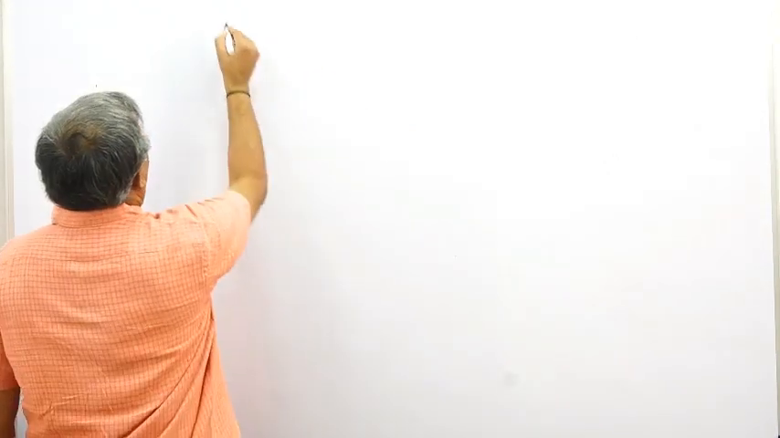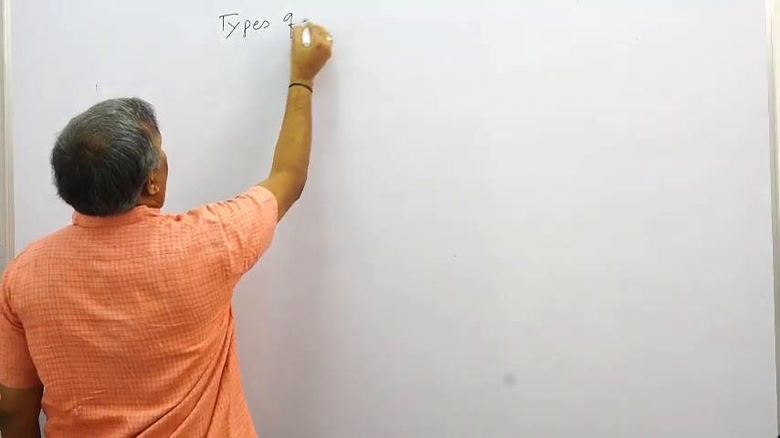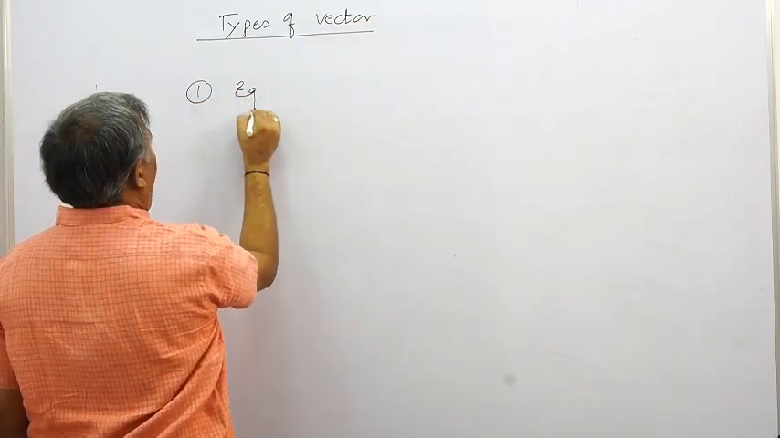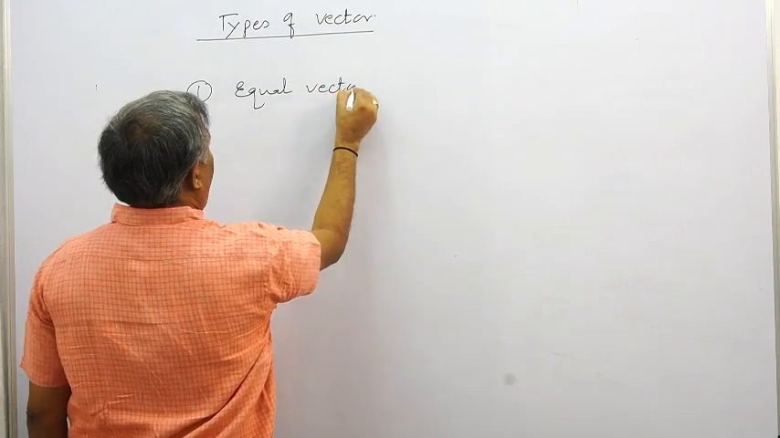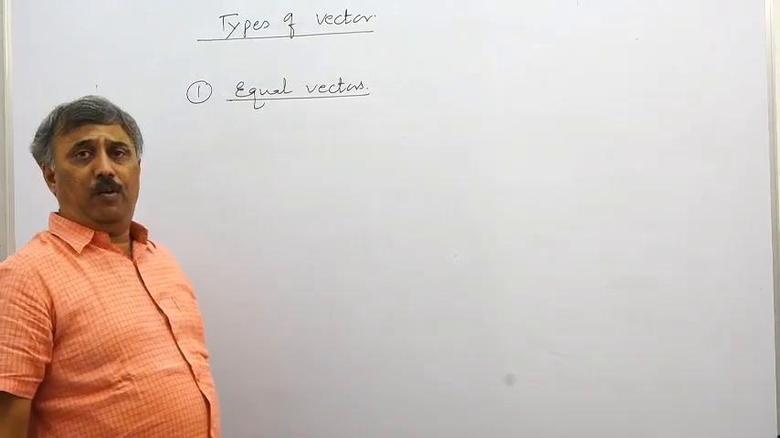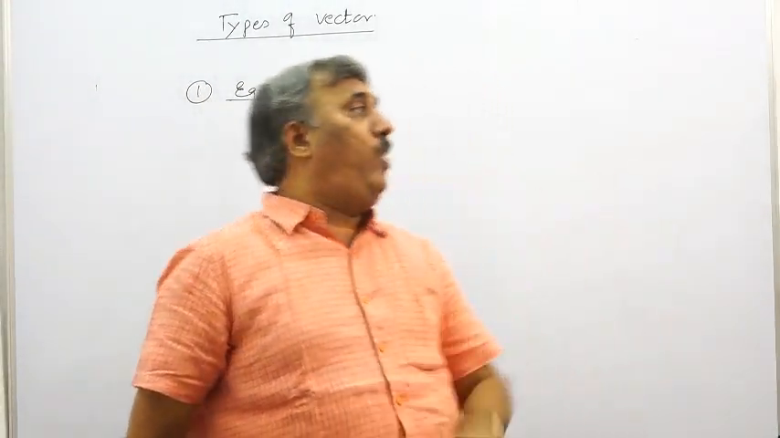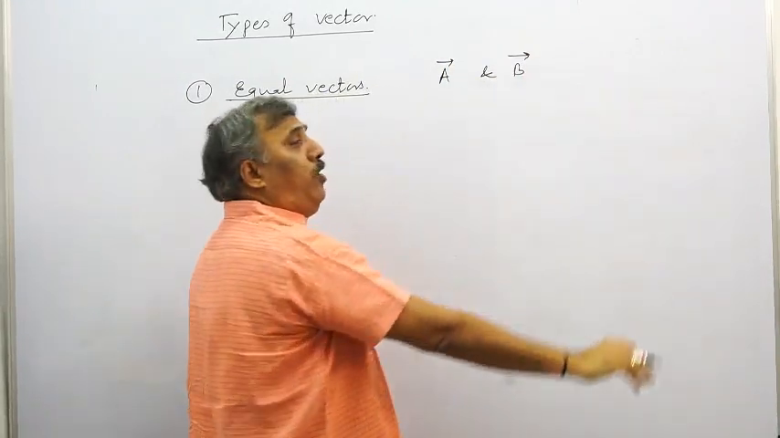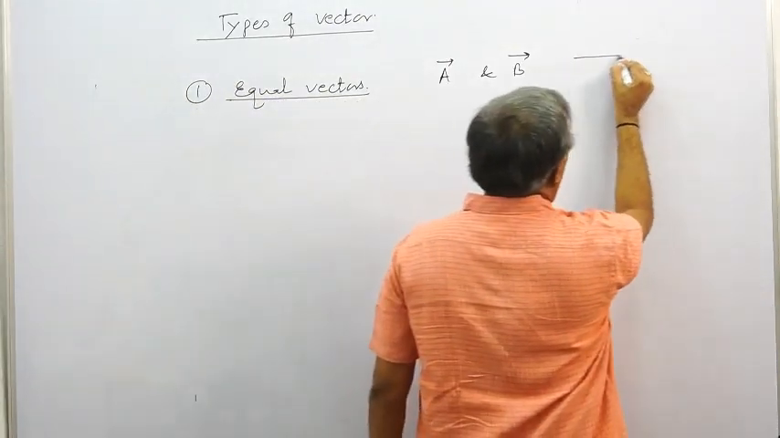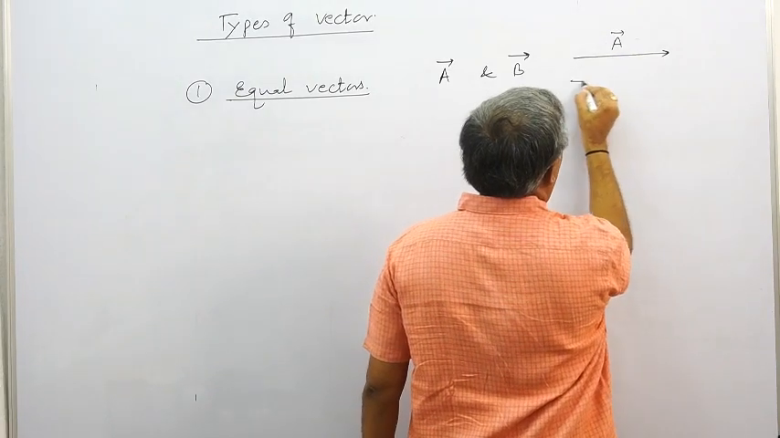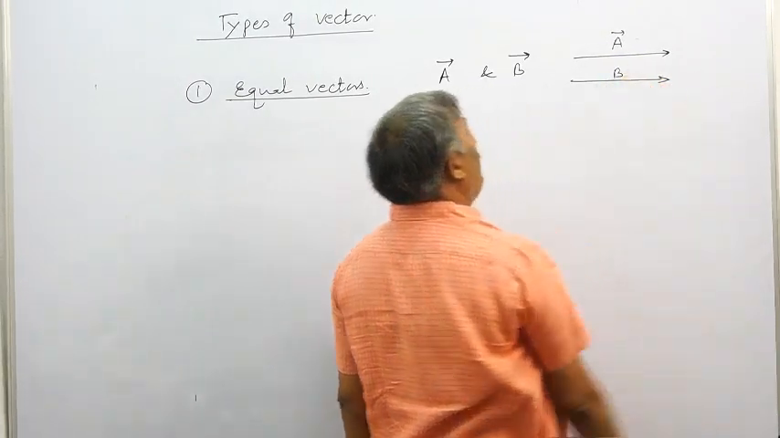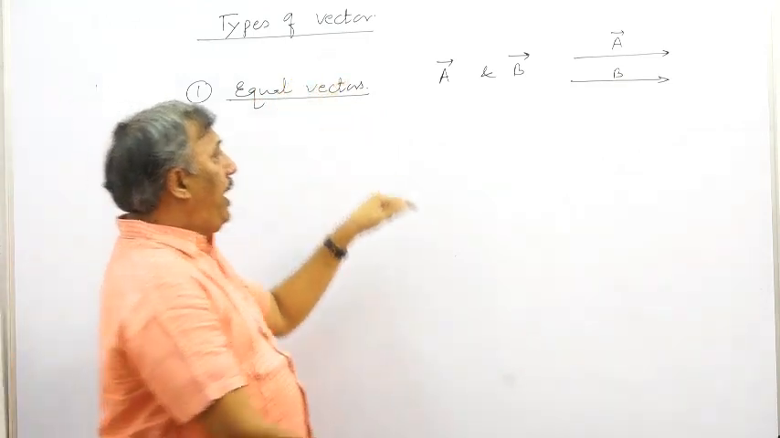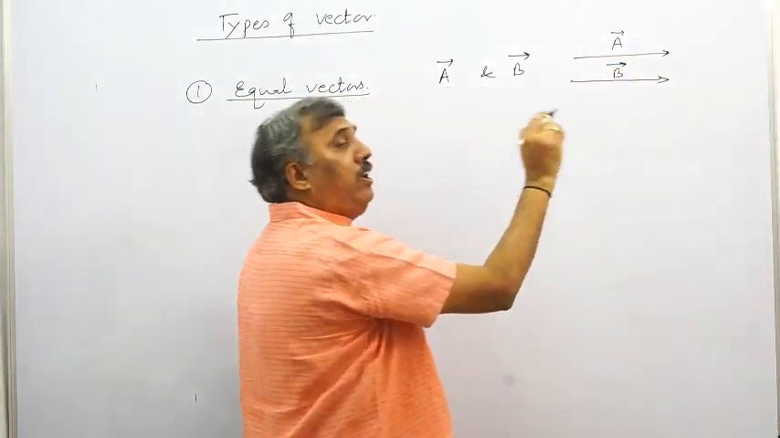Now, let us discuss types of vector. The first is equal vectors. When do we call vectors equal? Two vectors A and B are equal vectors if both possess the same magnitude and the same direction. Direction is also the same, magnitude is also the same, then we say that vector A and vector B are equal vectors.